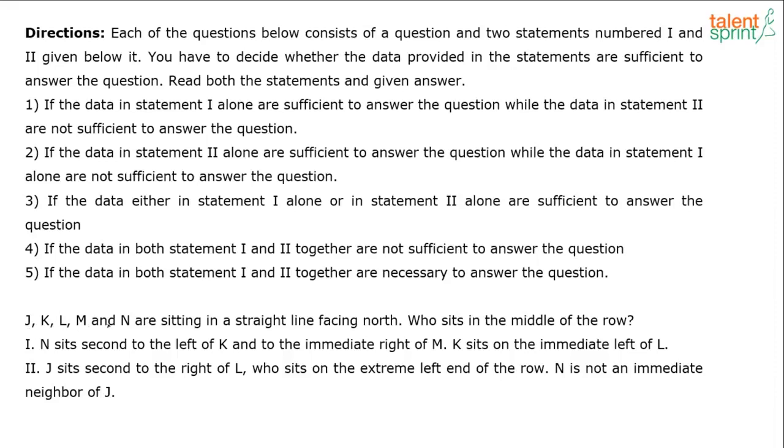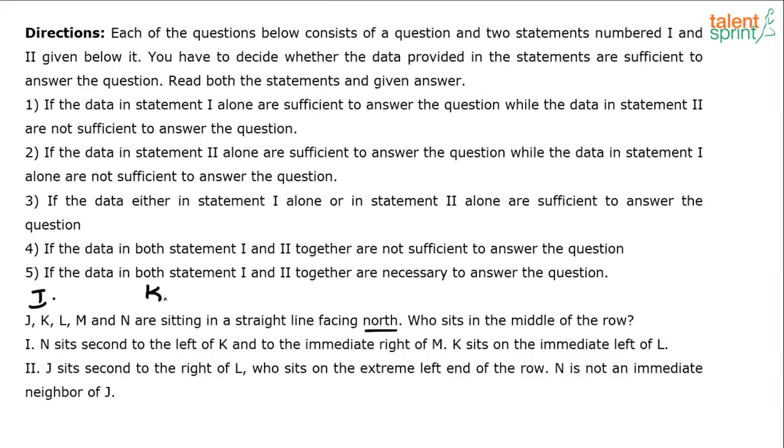Look at the question. J, K, L, M and N are sitting in a straight line facing north. Who sits in the middle of the row? So 5 persons in a straight line facing north. Facing north means what? Left is left, right is right. Who sits in the middle of the row? Let me use statement number 1. N sits second to the left of K.